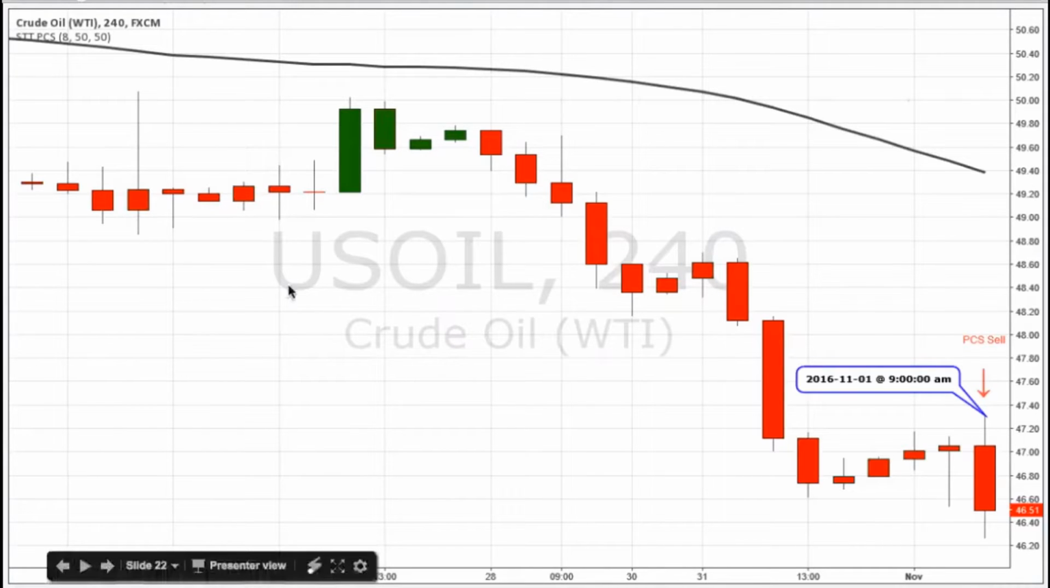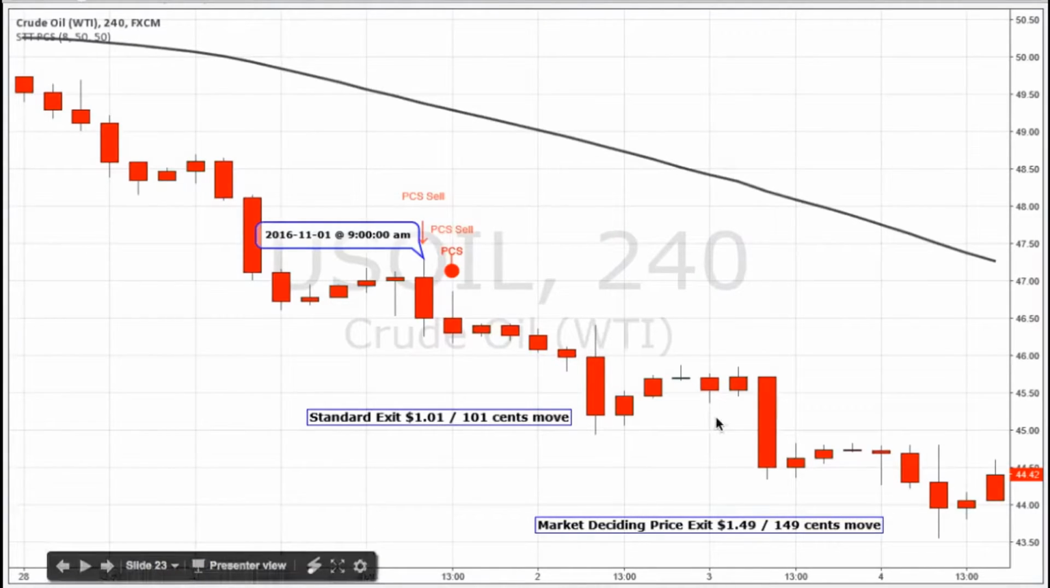This is a 4-hour chart of WTI oil, and the pullback candlestick strategy generated a setup here. The result was a move in your favor of 101 cents, meaning that it moved $1.01. So if you had hundreds of barrels of oil in this trade, you'd have made a significant amount of money. And for the market deciding price, it moved $1.49, a 49 cent move.